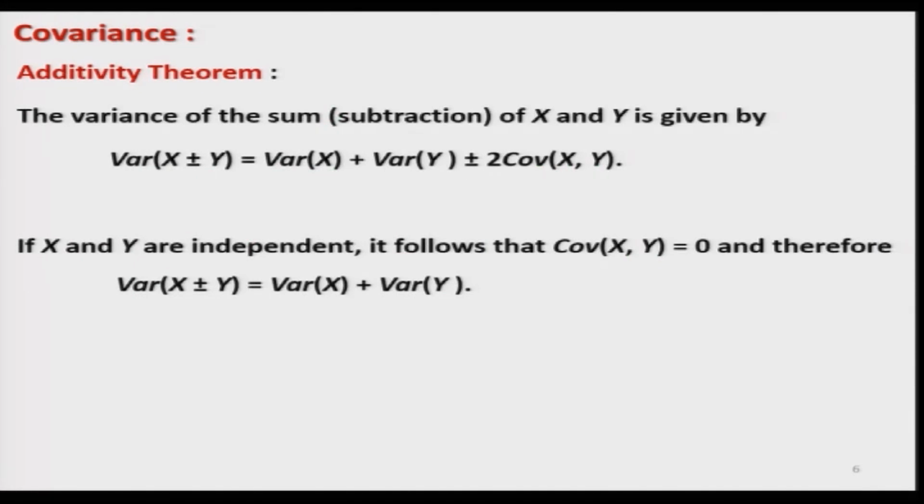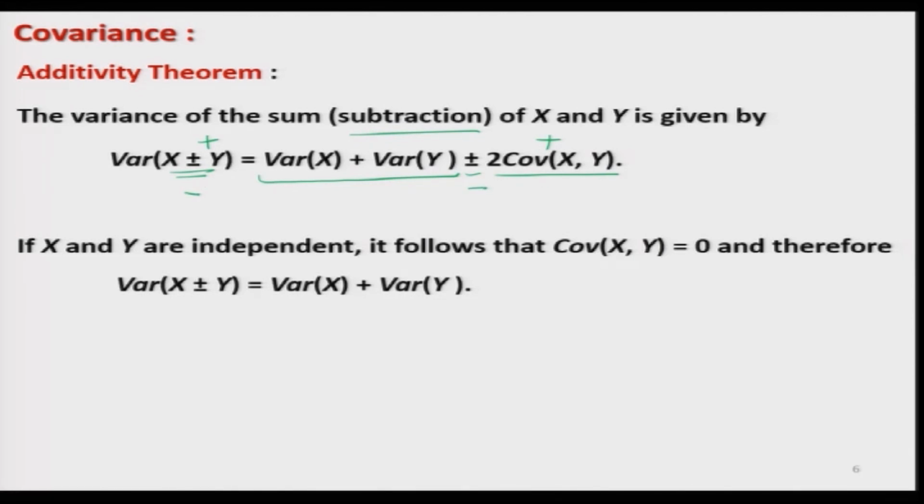But then I would like to give you some more results which will be useful for finding different types of expressions. The variance of the sum or subtraction of x and y is obtained like this: variance of x plus minus y is equal to variance of x plus variance of y, plus minus twice the covariance between x and y. So, if you are taking plus, it will be plus; if you are taking minus, then it is going to be minus.